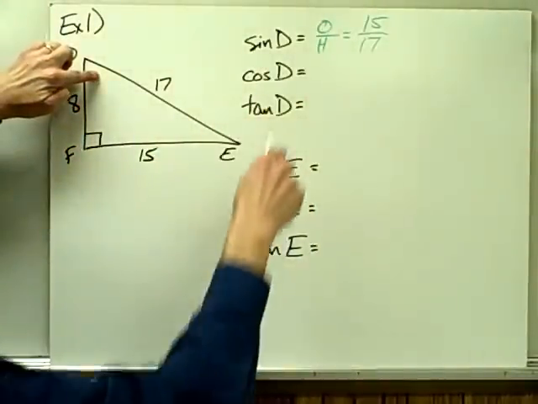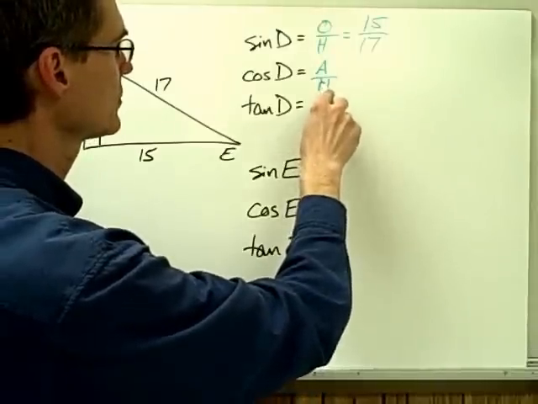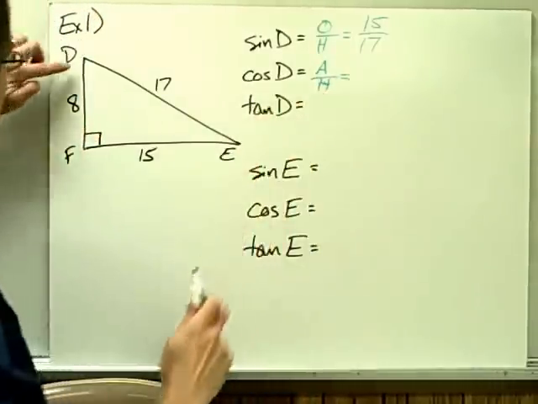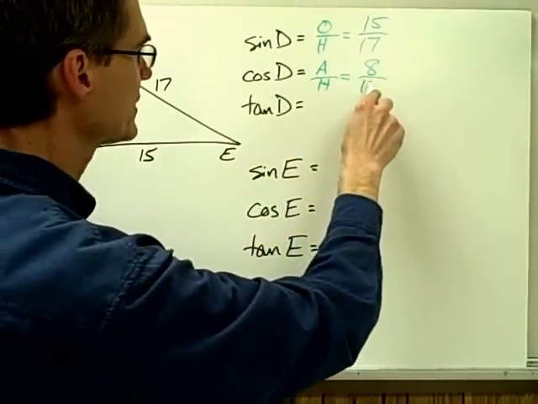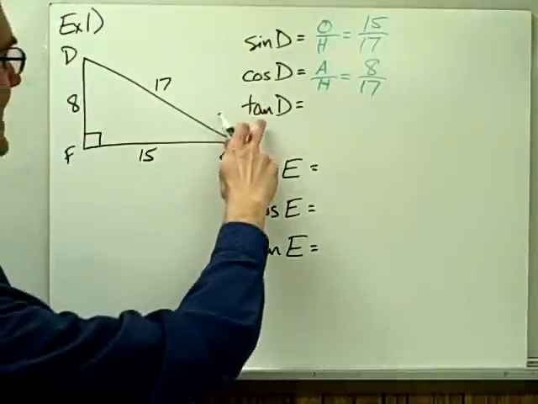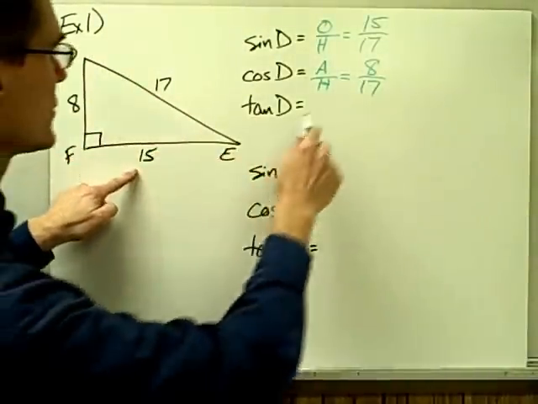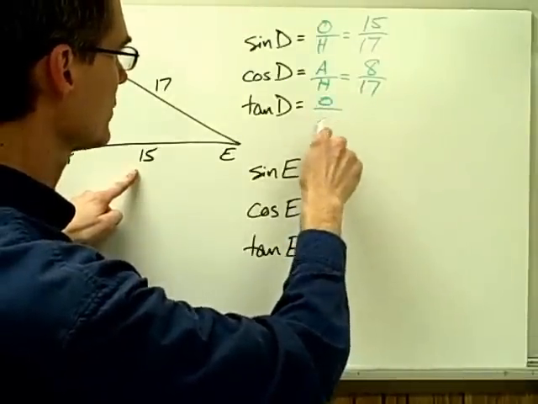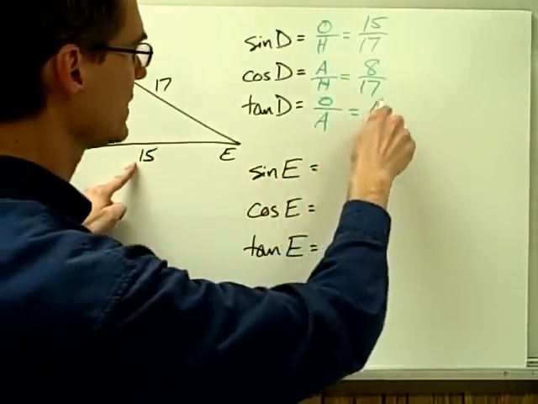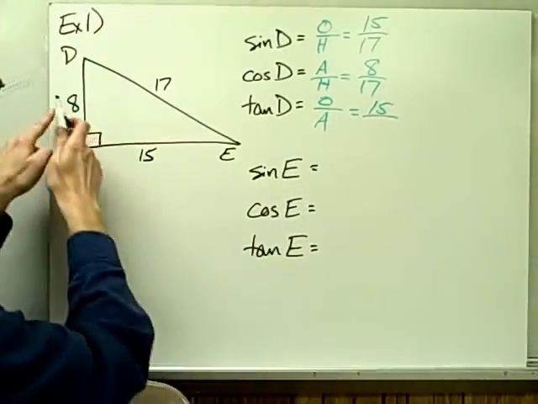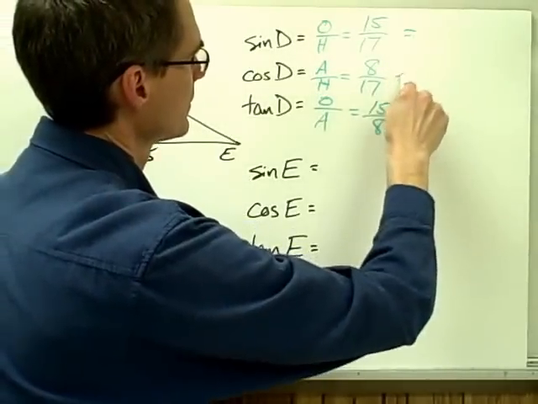Cosine of angle D. Cosine is adjacent over hypotenuse. And for angle D, my adjacent side is 8. My hypotenuse is 17. Tangent of angle D. Tangent is opposite over adjacent. So opposite for angle D is 15, and adjacent is 8.